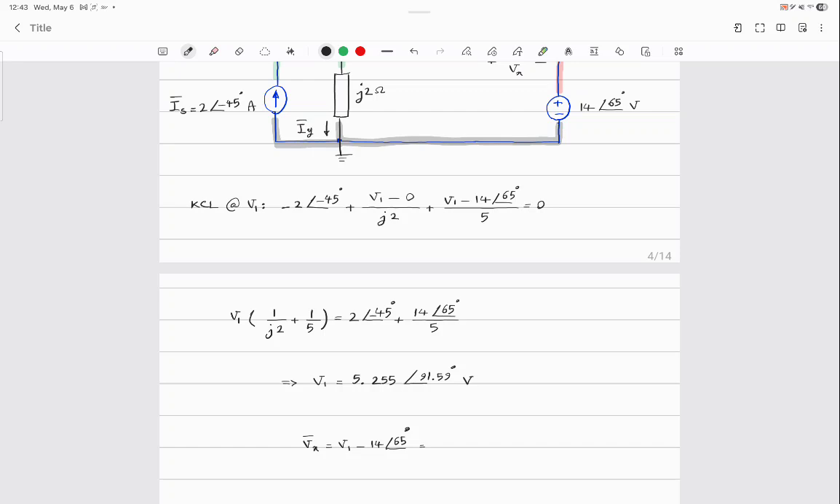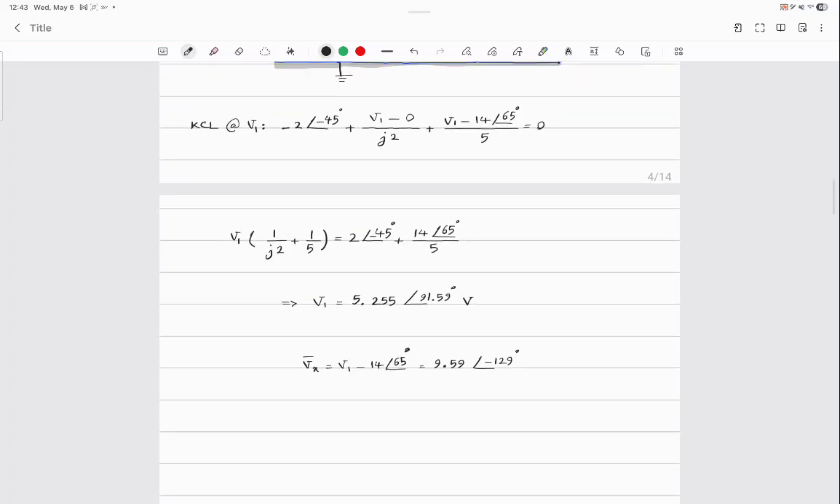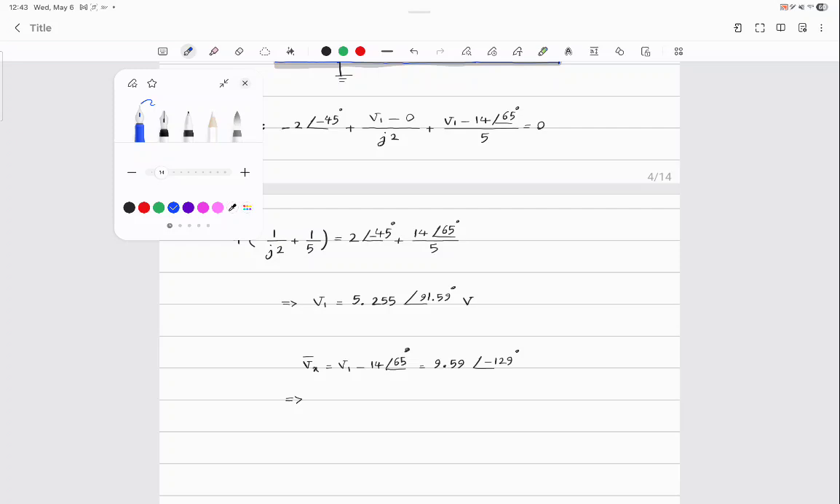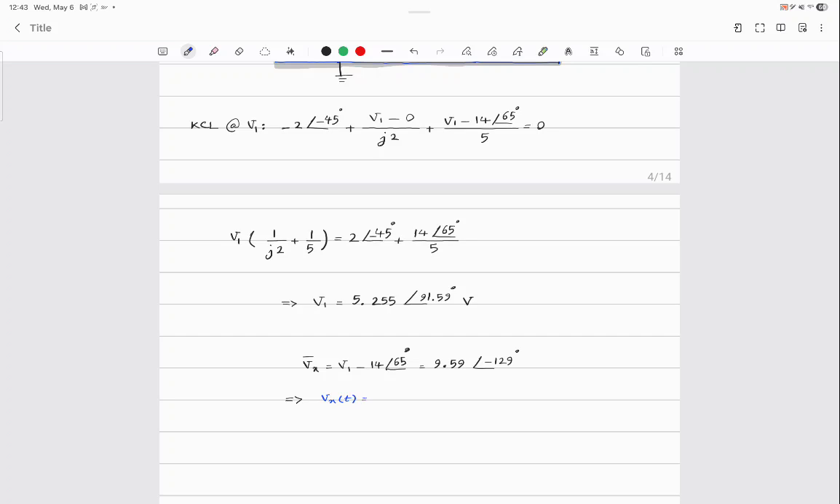Okay, who has the answer? Vx. 9.594 and negative 129.1. Yes. 9.59 with the angle negative 129. So, is that acceptable as the final answer? No, unless the question is specifically asking for the phasor. But what is Vx in time domain? Very fast. Next person, the other James.